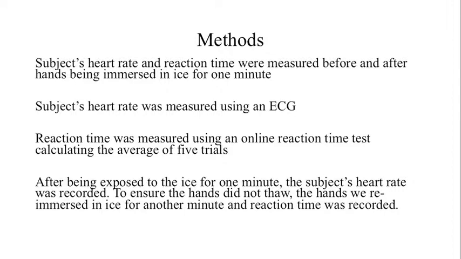So after we took the heart rate and the reaction time before being exposed to ice, the subject was then exposed to ice for 1 minute. After 1 minute, we measured the subject's heart rate, and then we put their hands in ice again for 1 minute to ensure that the hands did not thaw, because this was a problem that we found in Lab 21, which I mentioned before. After that 1 minute, the reaction time was then recorded, and the subject was allowed a break because we ran this experiment twice.